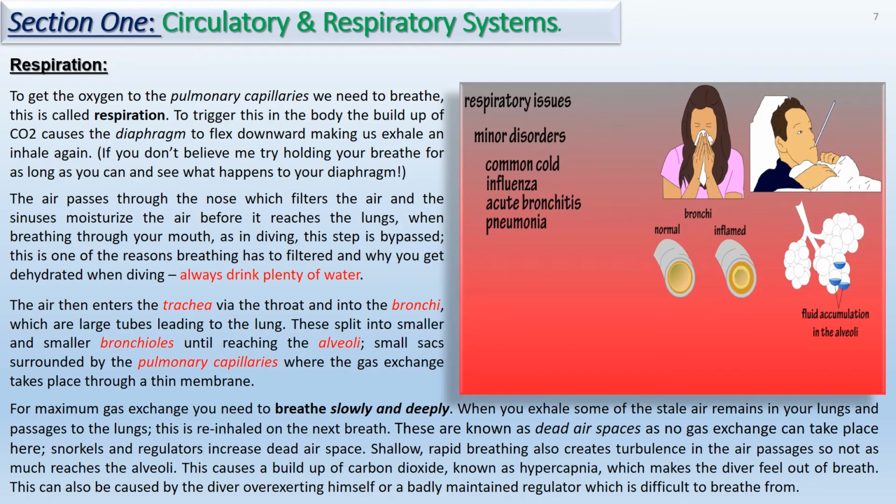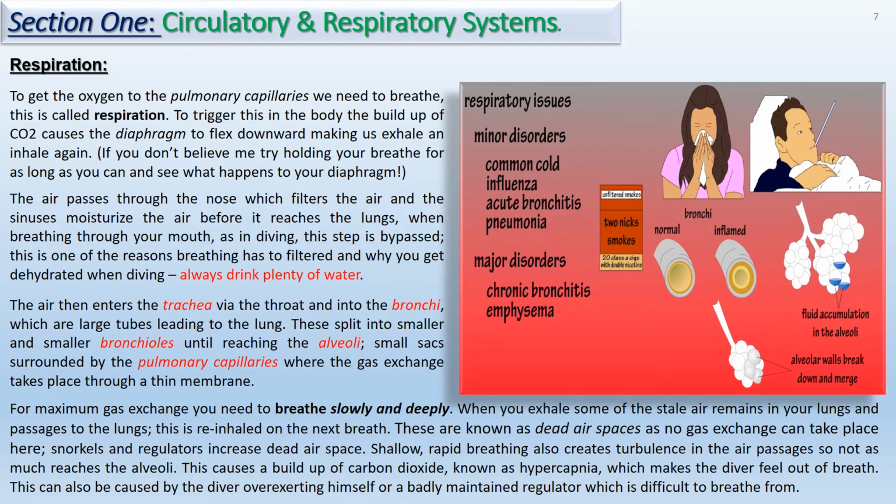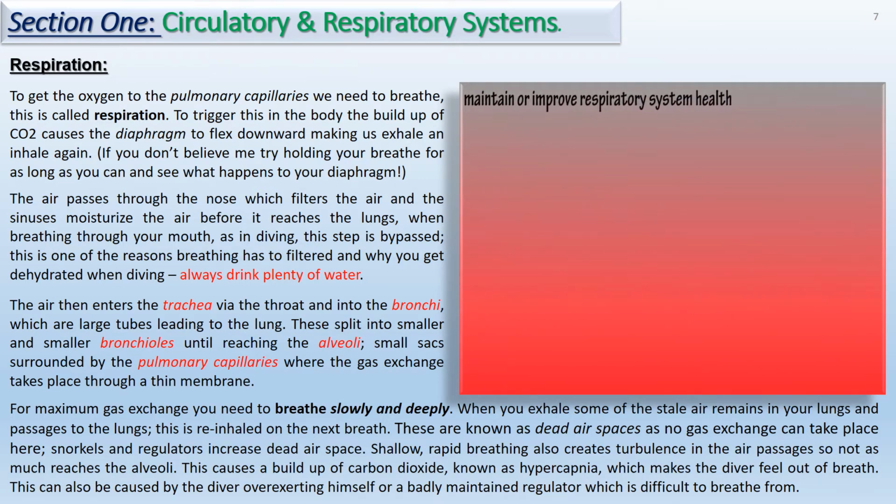Some of the more damaging disorders include chronic bronchitis, where the bronchi become inflamed and narrowed, mainly caused by tobacco smoke, emphysema, where the alveoli become overstretched, and lung cancer, which in almost 9 out of 10 cases is caused by tobacco smoke. What can you do to maintain or improve respiratory system health?